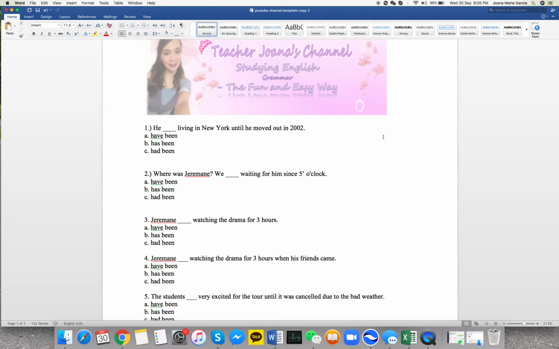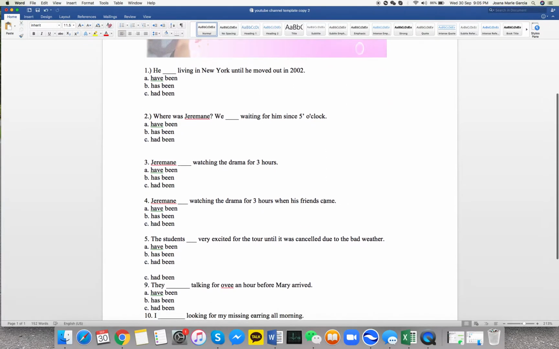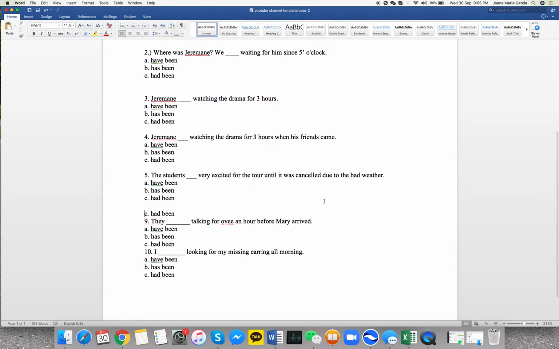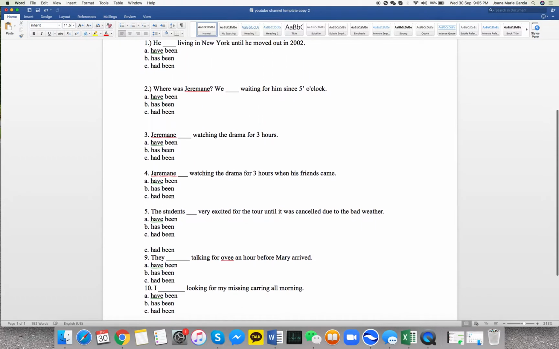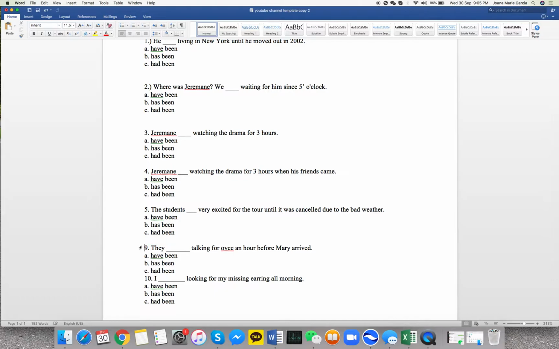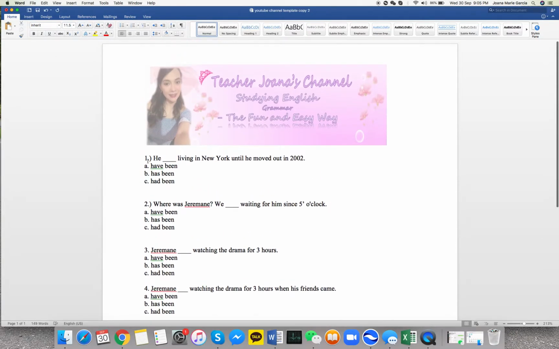Hello everyone, this is Teacher Joanna again, and for tonight's lesson, we're going to focus on three of the most confusing patterns among the patterns in the 12 tenses. For tonight, I have some questions from a civil service reviewer that we're going to answer later on. But for now, let's focus first on the patterns that I mentioned.